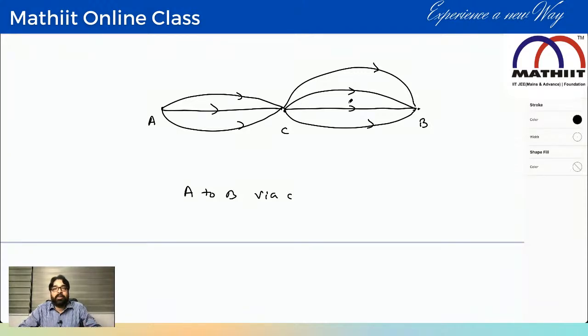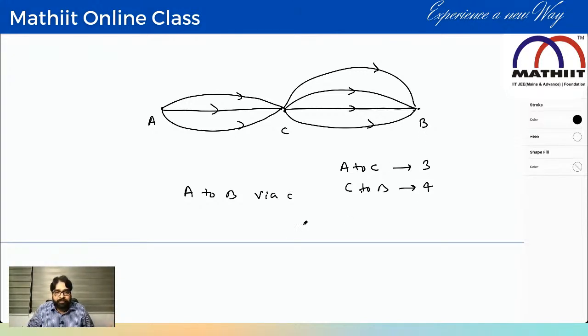4 ways from here to here: 1, 2, 3, 4. So that will be 3 into 4, because he has to complete both jobs. He has to go A to C and then C to B. A to C is 3 ways, C to B is 4 ways, and between these there is the AND. So there will be 12 ways. I hope everybody got it.